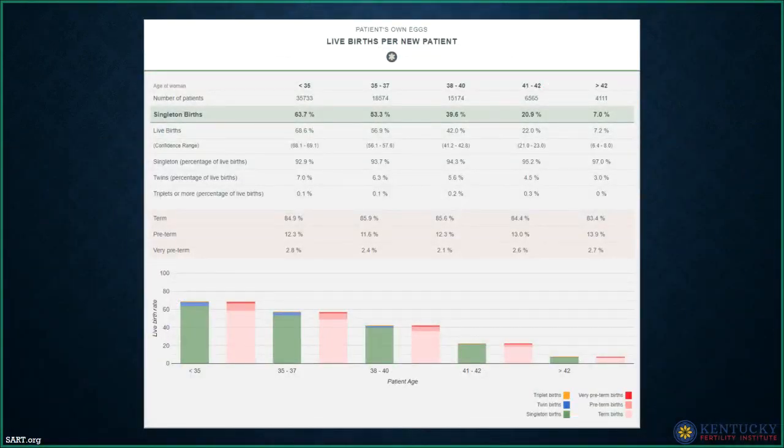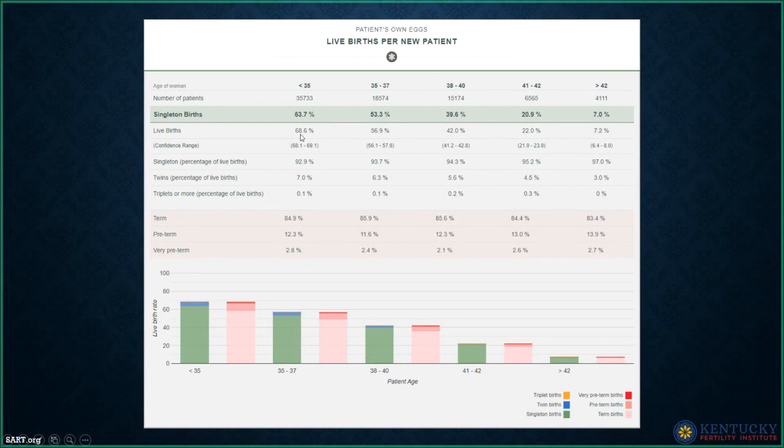This is 2019 data, just showing national outcomes. This is a slide I like to look at because it shows live births per new patient. So for new patients presenting to IVF clinics in the United States in 2019, you can see the numbers here. We're talking about tens of thousands of patients. You can see the live birth rates they had from IVF, and I think you can really see how valuable this treatment can be.